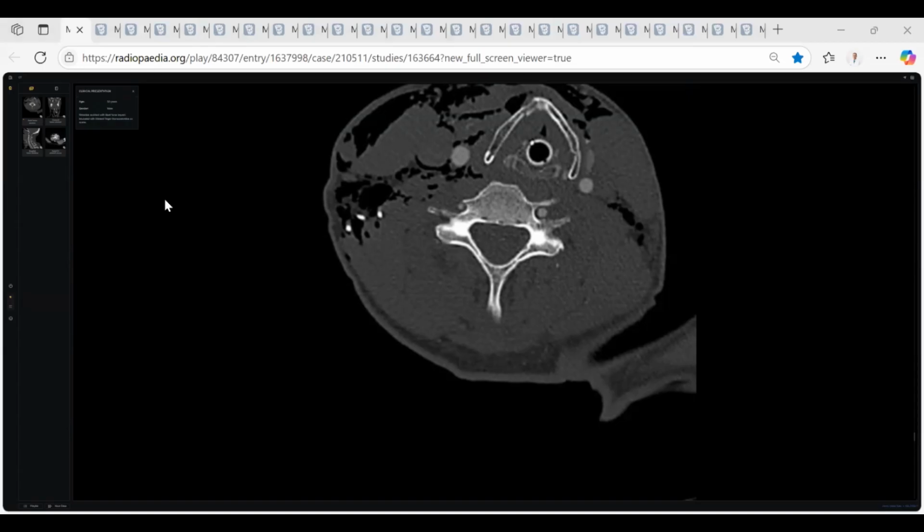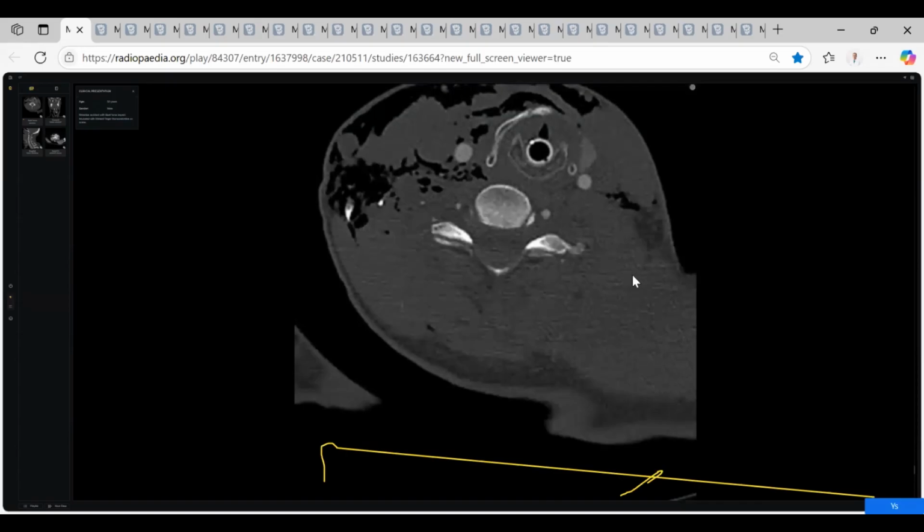This patient is post motorcycle accident.